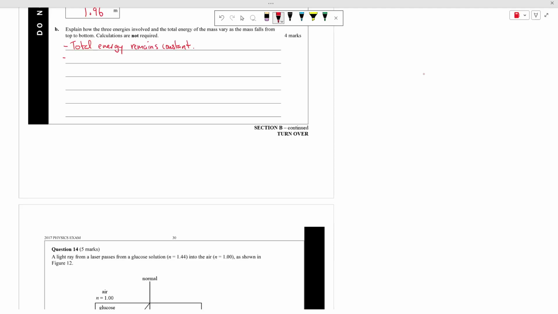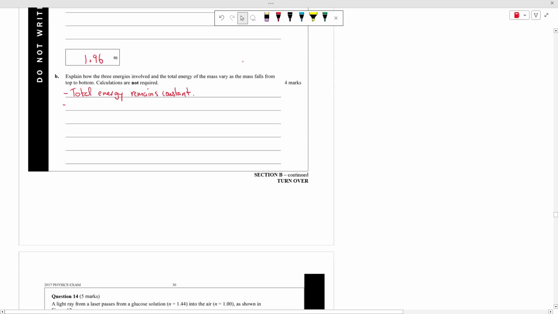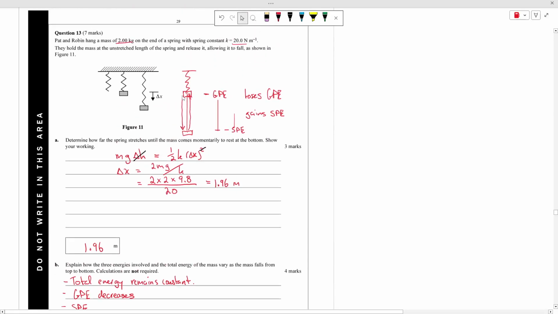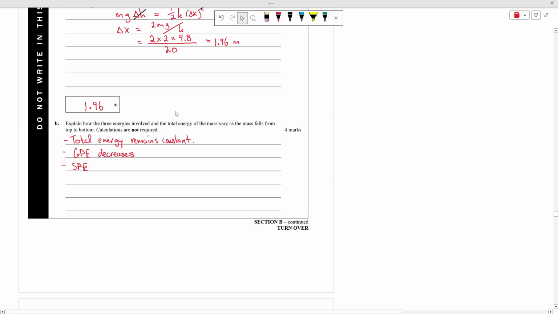So what happens to the gravitational potential energy? Well, it decreases because you're going from a higher position to a lower one. So you can say gravitational potential energy decreases. The spring potential energy, well, you're now stretching the spring, so it's storing that spring energy in it, so it starts to increase.